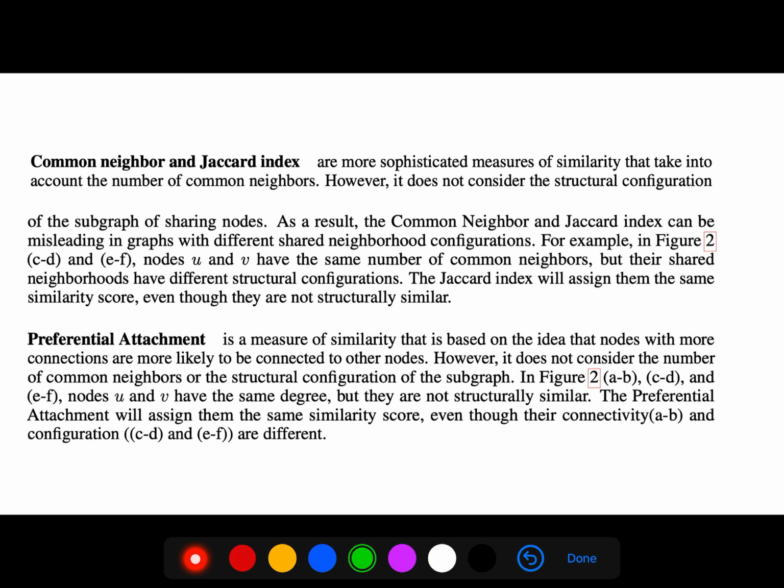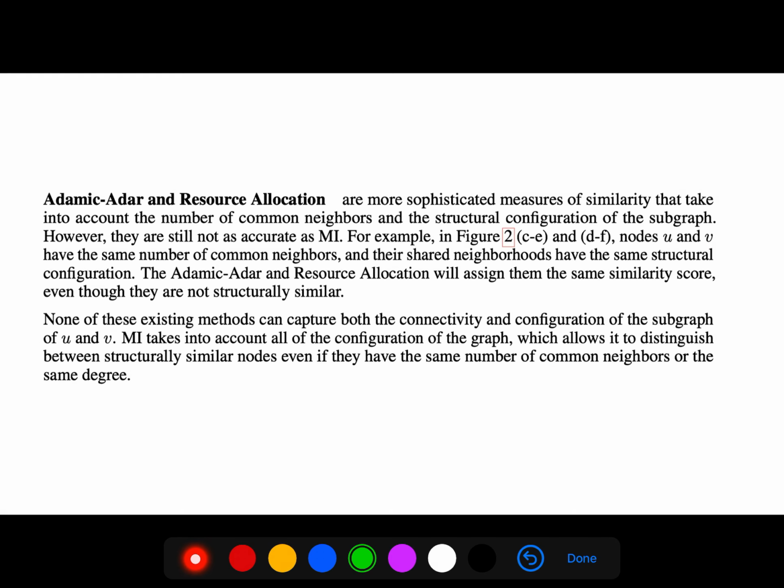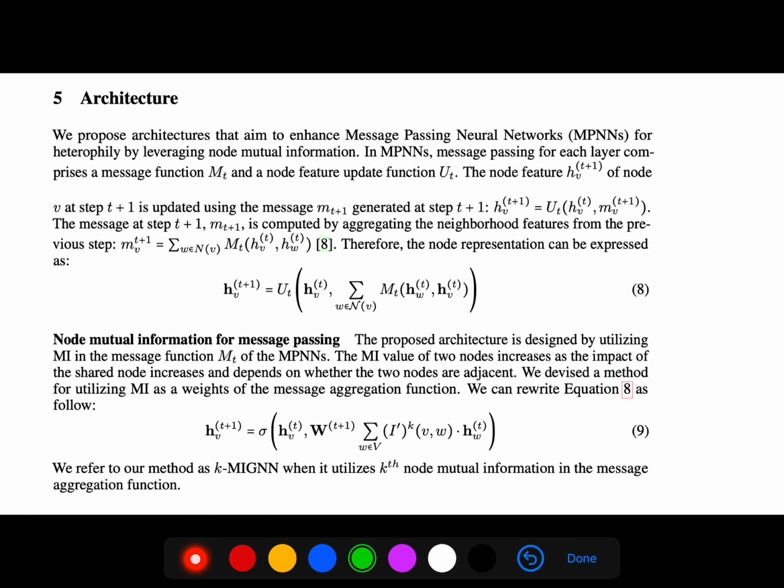Preferential attachment is a measure of similarity based on the idea that nodes with more connections are more likely to be connected to other nodes. However, it does not consider the number of common neighbors or the structural configuration of the subgraph. Also, Adamic-Adar and resource allocation are more sophisticated measures of similarity that take into account the number of common neighbors and the structural configuration of the subgraph. However, they are still not as accurate as mutual information. So we stick to mutual information.